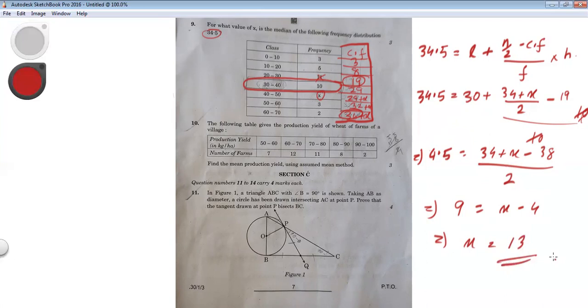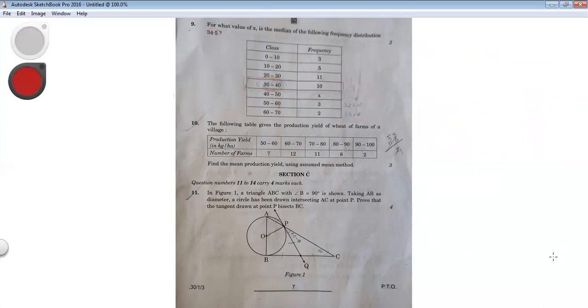Okay, I hope you found this answer. Right. Now let's go to the 10th problem.